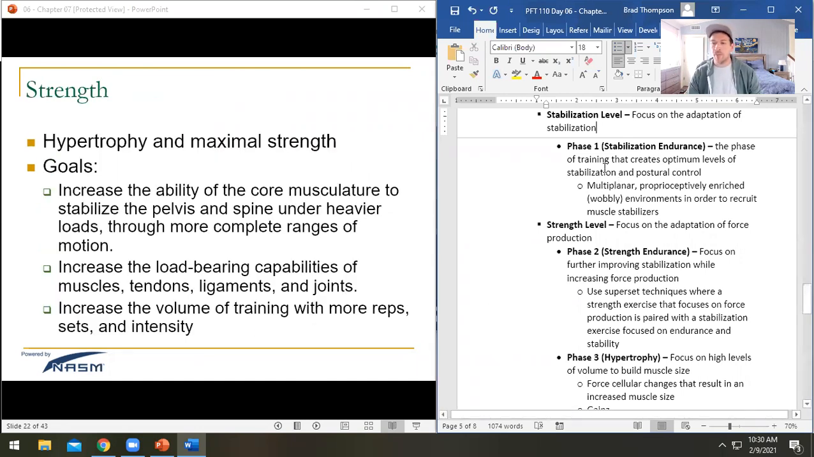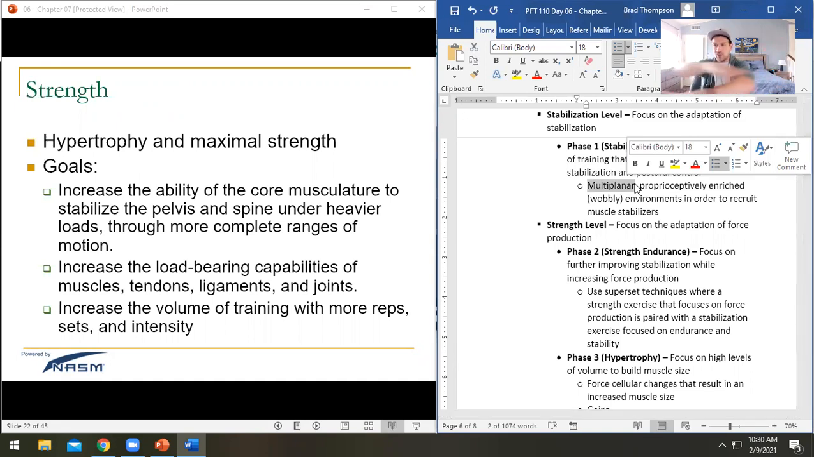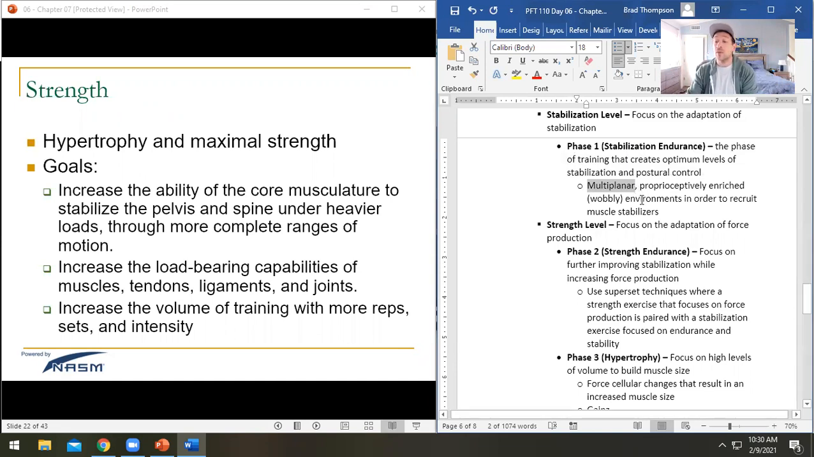Okay. So this phase creates optimum levels of stabilization and postural control, and it uses multiplanar movement, so all three planes of motion: frontal, sagittal, and transverse. Ow, I just hit my funny bone. And then we also use proprioceptively enriched, and I wrote wobbly, environments in order to recruit our stabilizers.